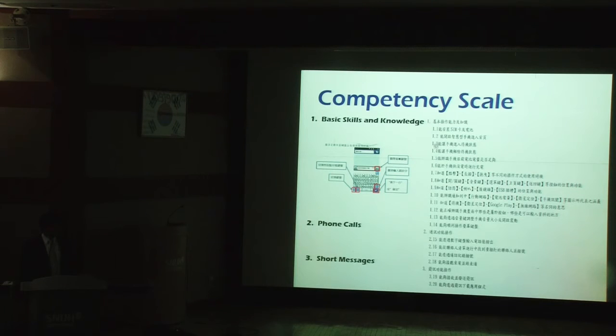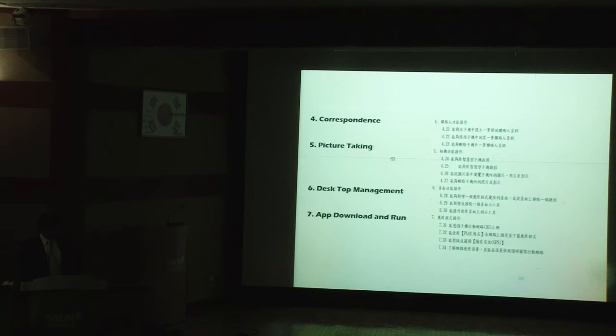Okay, so we developed a competency scale to measure whether senior people have the capabilities to use our solutions. In our study, we designed and validated that there are 7 kinds of capabilities. The first one is about basic skills and knowledge. At least they need to know where the on and off button is, right? And how to make a phone call, how to send or receive short messages, how to build a contact list, how to take pictures. That's quite normal, quite basic.